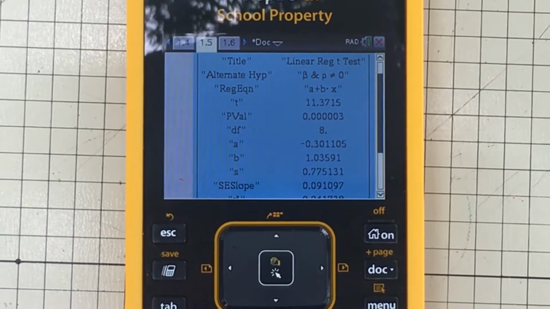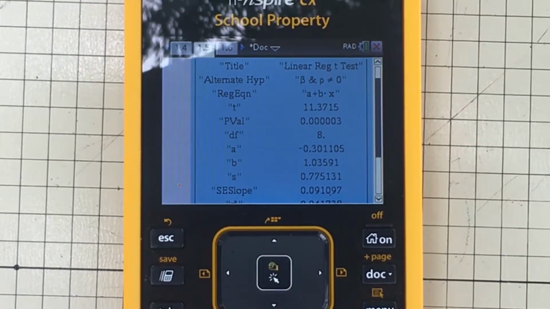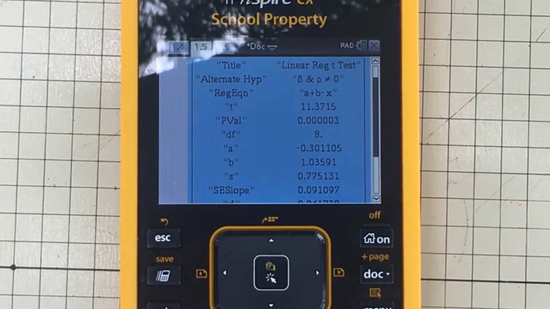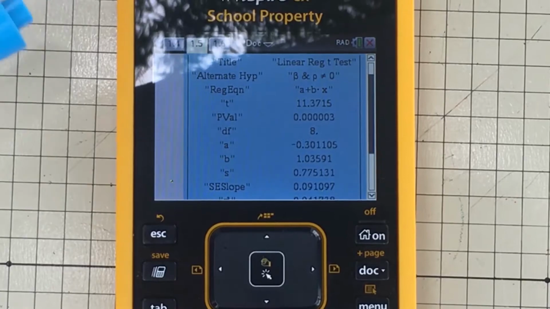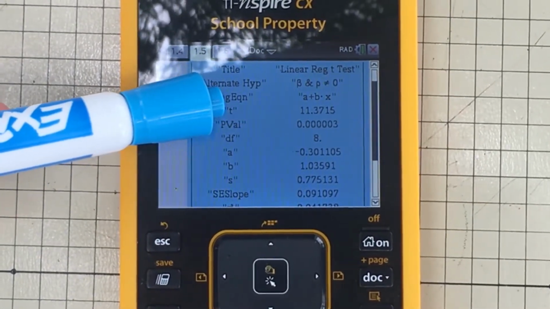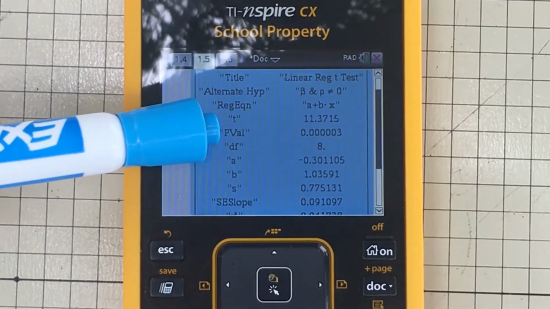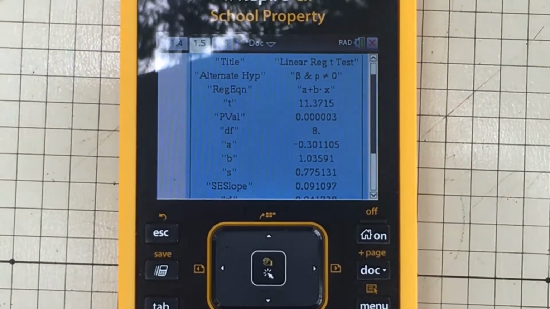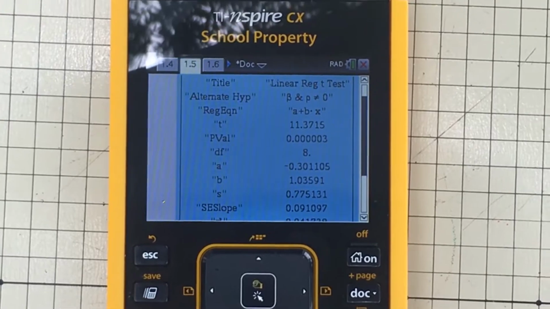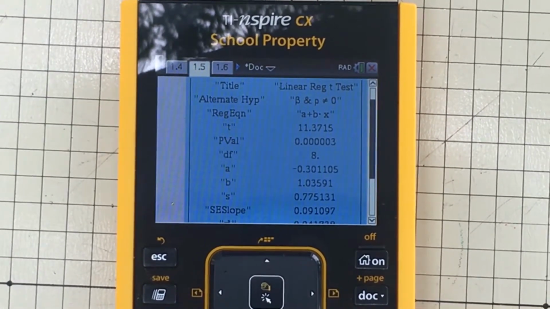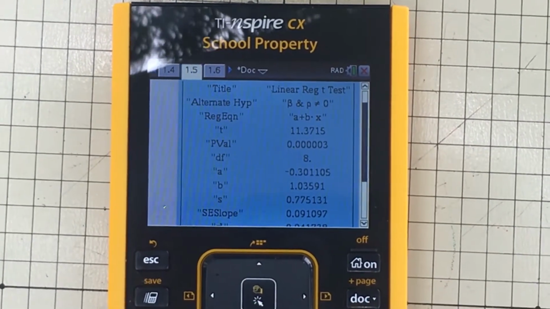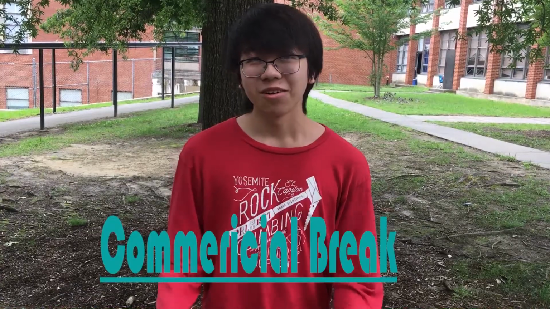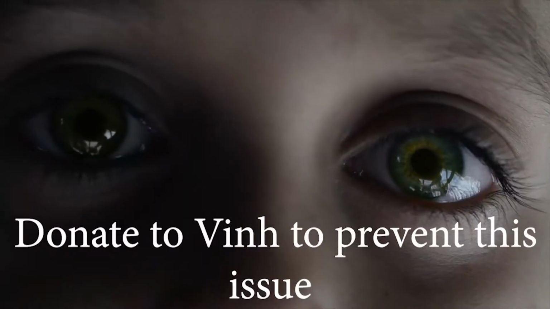After plugging in some sample data into our calculator and running a linear regression t-test, the output is as shown. We can find our test statistic right here, the p-value under that, and the degrees of freedom under that. After analyzing the data produced by our calculator, we can conclude a rejection of our null hypothesis because our p-value is so small. We'll be back right after this.